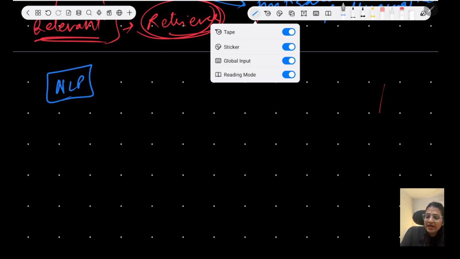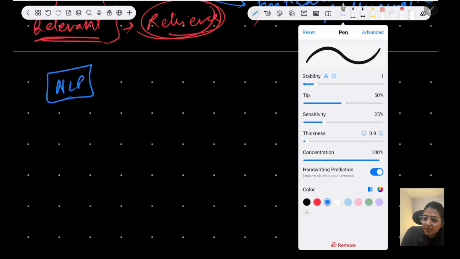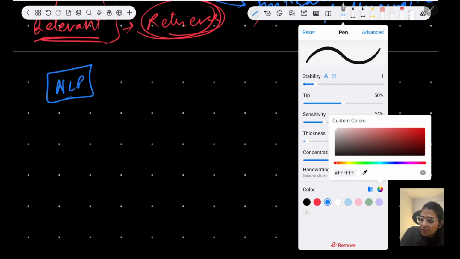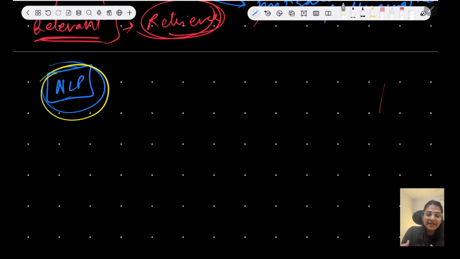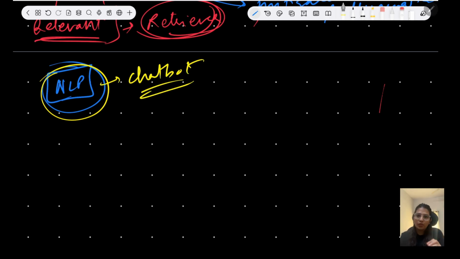So in the beginning, it was for NLP tasks. When I talk about an NLP task, I mean something that involves language processing, anything that is related to language. Basically, roughly speaking, it was all about chatbots at that point. This was back in 2020.